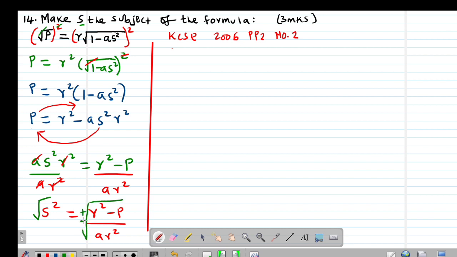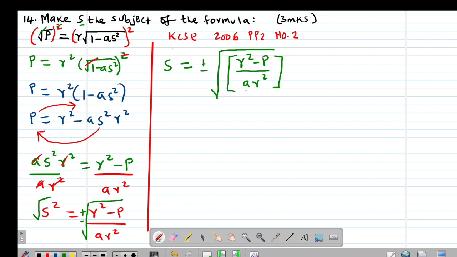Square root is plus or minus, so it means that s will actually be given by plus or minus the root of r squared minus p, then of course divided by ar squared, so that is our s.